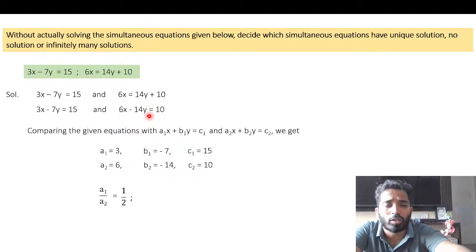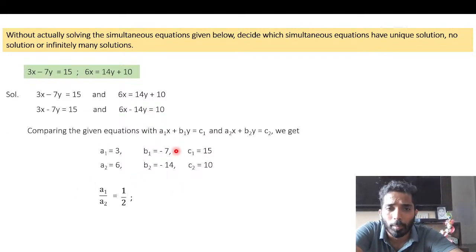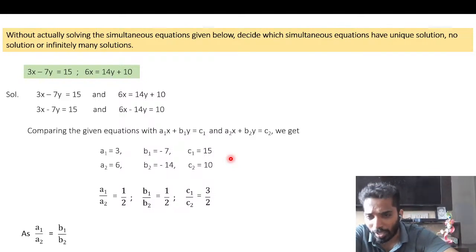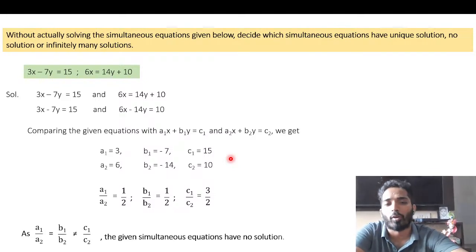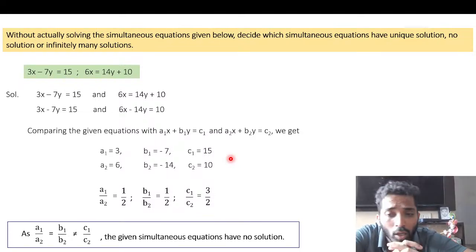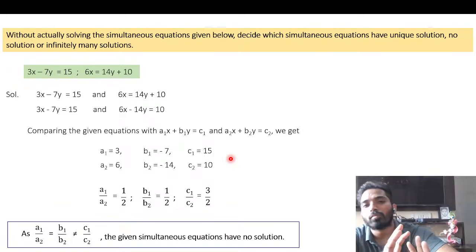Yes. So A1 upon A2, 3 upon 6, 1 upon 2. B1 upon B2, minus 7 upon minus 14, 1 upon 2. C1 upon C2, 15 upon 10. If you reduce, 5 threes are 15, 5 twos are 10, 3 upon 2. So A1 upon A2 is equal to B1 upon B2, and not equal to C1 upon C2. So the given simultaneous equation has no solution. So it was a very simple one.